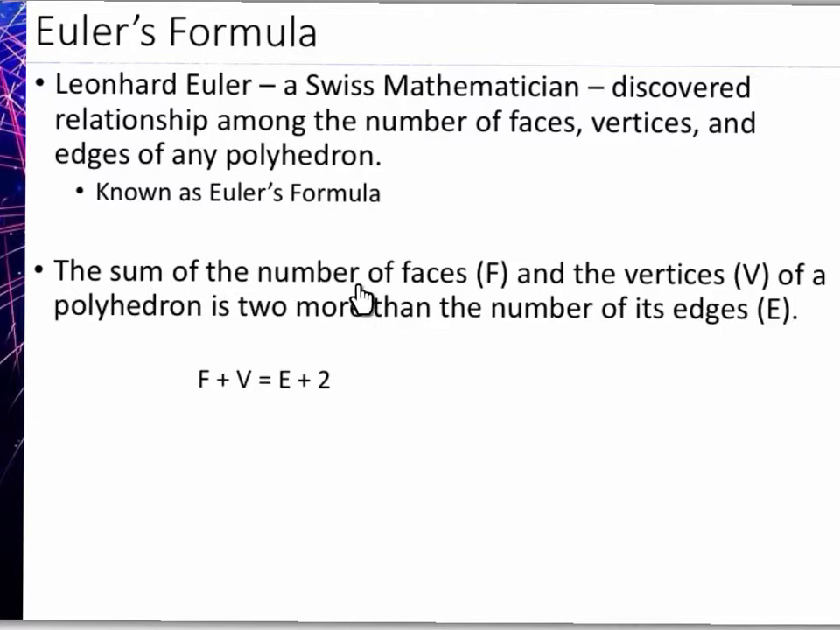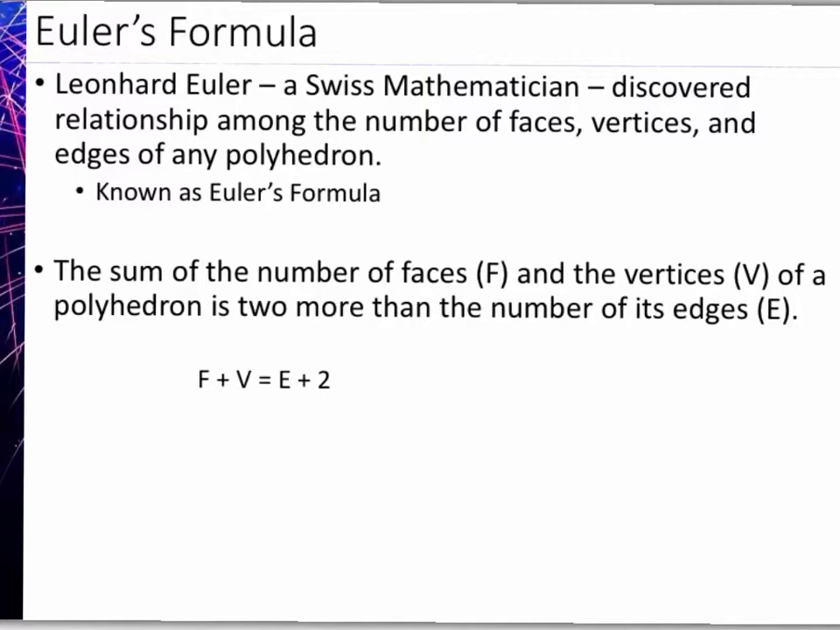So the sum of the number of faces, F, and the vertices, which we are going to assign the variable V, of a polyhedron is 2 more than the number of its edges. So faces plus vertices is equal to edges plus 2 more.